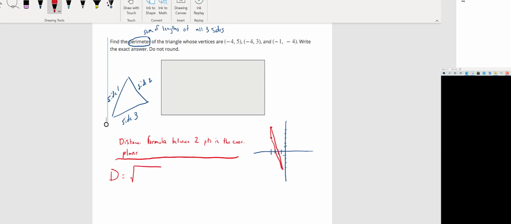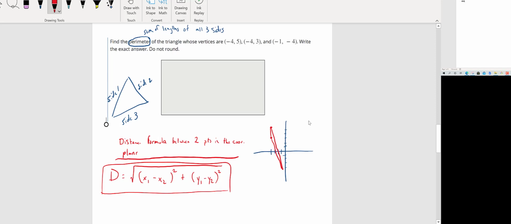It's the square root. And to find it, we find the difference of the two x coordinates, and then we square that value. And then we find the difference of the two y coordinates of the 2 points we're looking at, and we square that value. We take the sum of those two values and then take the square root. So let's see this in action.